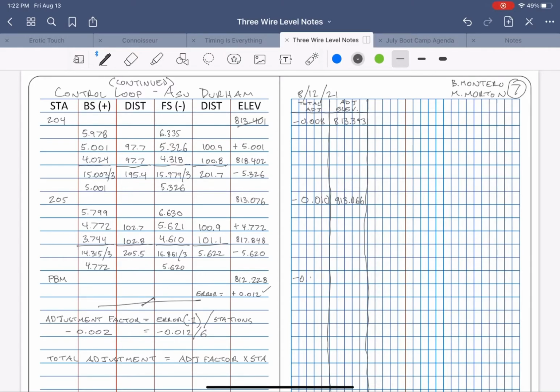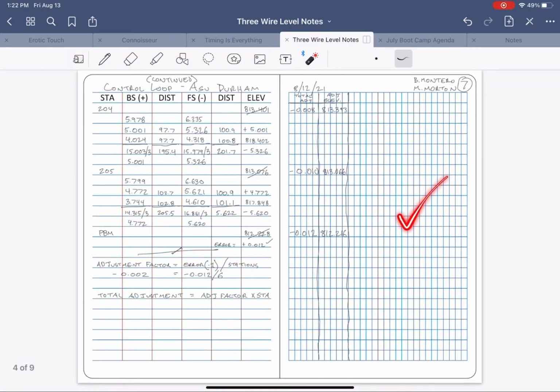And then at our sixth station, or the closure to the PBM, we've got a total adjustment of negative 0.012, which is the opposite of the total error in our level loop, giving us a final adjusted elevation of 812.216. There's our strike throughs. 812.216 is where we started. This loop has been adjusted.